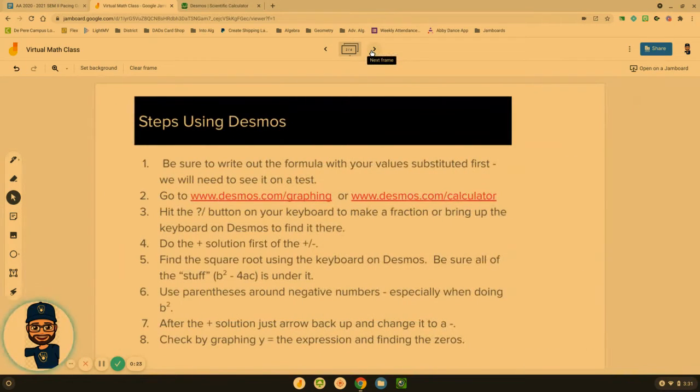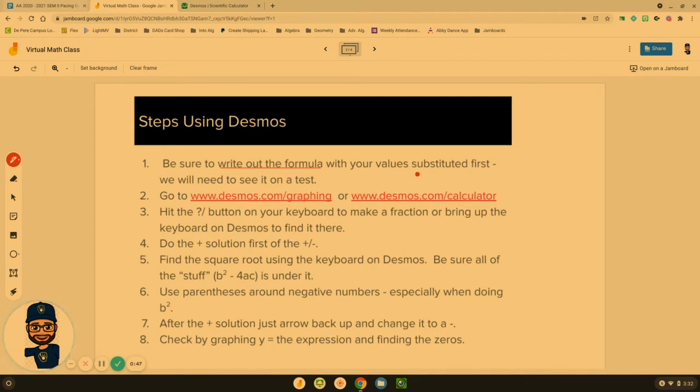And so we are going to use Desmos, and there's just a few things that I would make sure to highlight as you understand it. First and foremost, you always need to make sure that you write out the formula that you're using. Even if you get to use the calculator, we need to see what you're putting into that formula, what you substituted. All right, we will need to see that on the test.